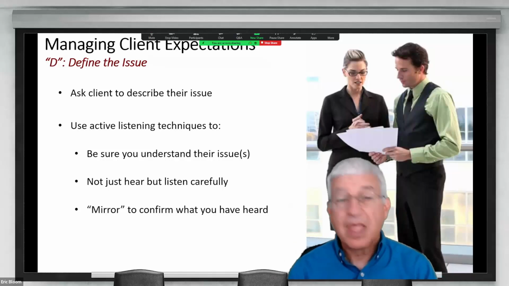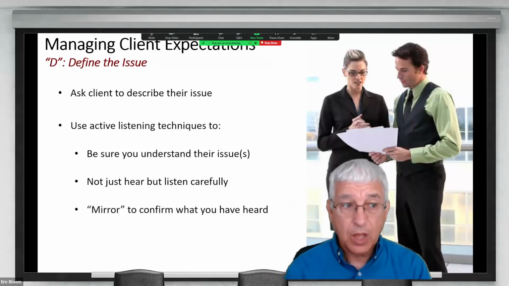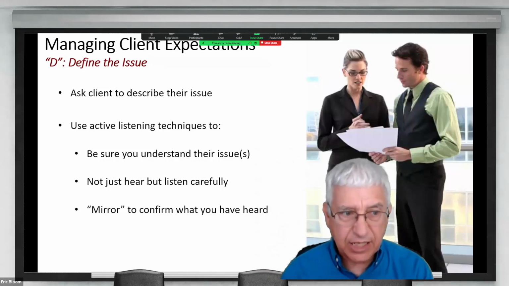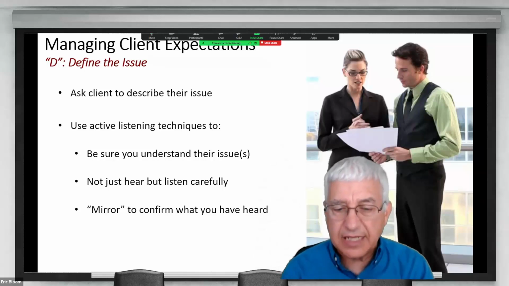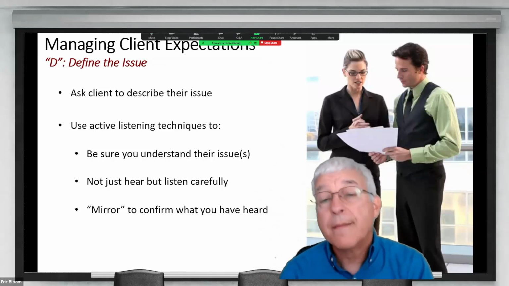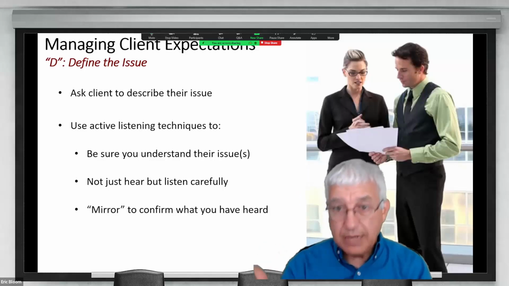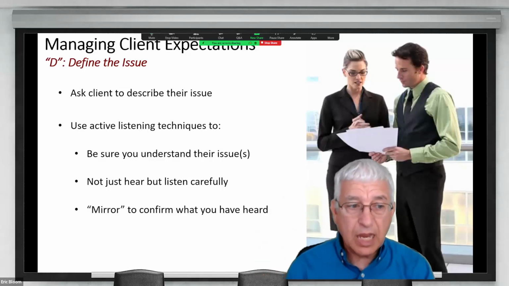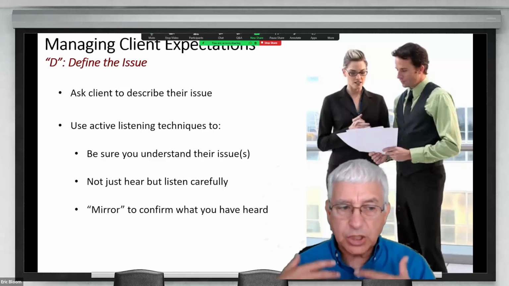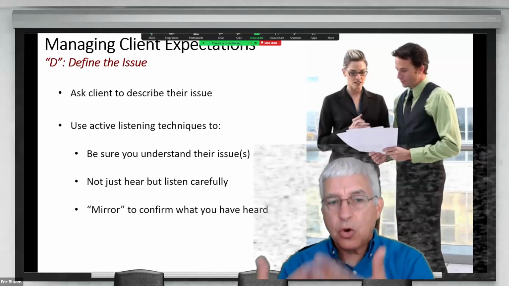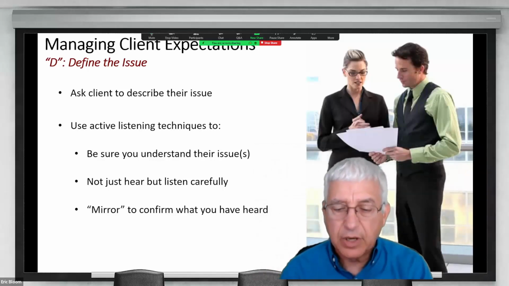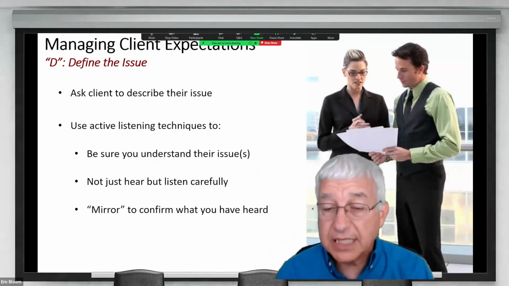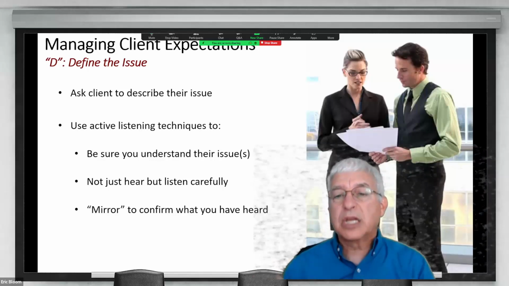First, the define. Ask them to describe the issue, and use active listening techniques. Make sure that what they're telling you, you understand what they mean. If they say they're not getting internet service, maybe what they really mean is that their email is down. Listen carefully, but also mirror what you've heard. Like, when you say the internet's down, what do you mean? Do you mean that nothing on your PC is working? So you're really looking to ascertain it.